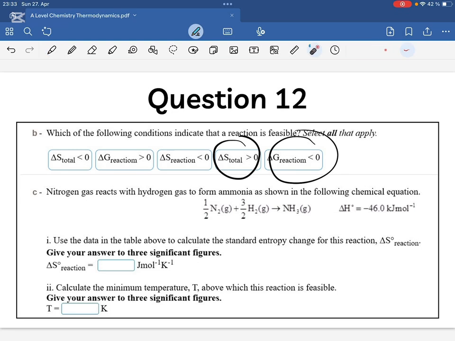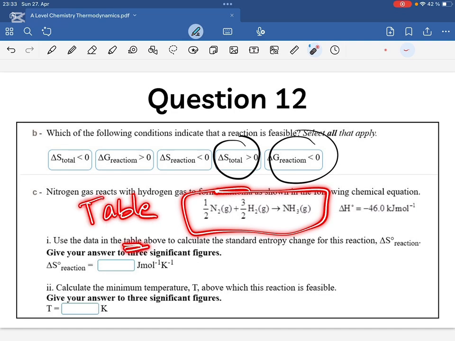Now, the next question, nitrogen gas reacts with hydrogen gas to form ammonia as shown in the following chemical equation, and they gave me the value of delta H. And they said use the data in the table above to calculate the standard entropy change for this reaction. So we need to find the delta S of the reaction and give your answer to 3 significant figures. So this is the reaction, and I have to go back to the table.